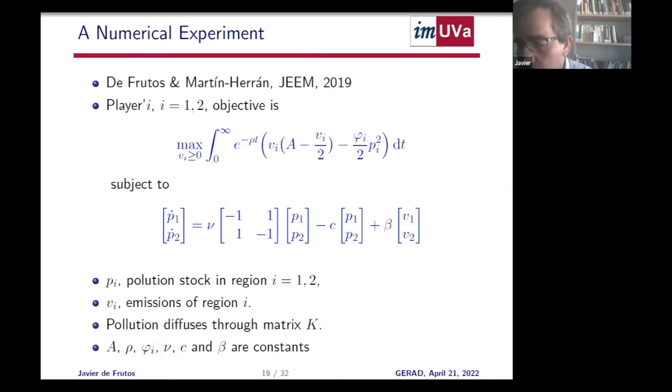Well, this is a model that Yomar and myself studied in a paper of 2019. And in order to fix ideas and to have clarity, we have here what I said before. PI is the stock of pollution in each one of the regions. VI are the emissions in region I, which is the control variable for player I. The pollution diffuses through this matrix K, that is exactly this diffusion matrix here. And the rest of the parameters are constant.